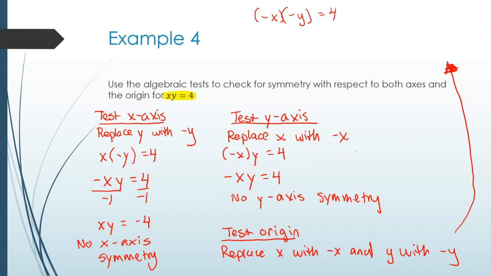And then I simplify. Here I have two negatives, a negative times a negative, so that gives me positive. So that gives me xy equals 4. And that is the same thing we started with, because our equation is xy equals 4. So we did get something that matches what our original equation is. So that means that, yes, we have symmetry. So this is symmetric across the origin.